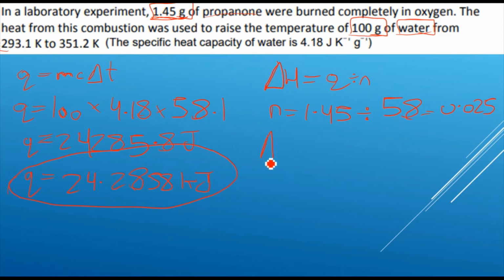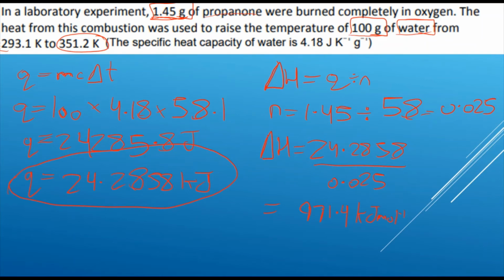So I've got everything I need, so I just sub everything into the equation. I have 24.2858 kilojoules divided by 0.025, and this gives me the final answer, which is 971.4. Because the temperatures I've been given are 4 significant figures, I will write the answer down to 4 significant figures, and I know the units will be kilojoules per mole.